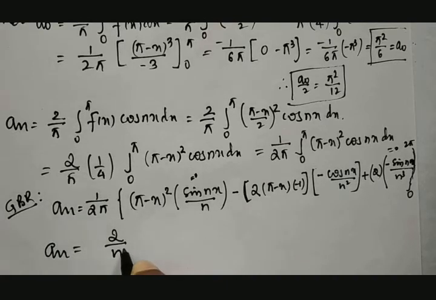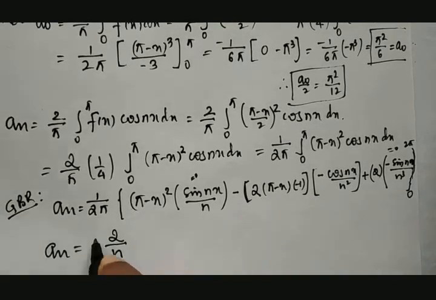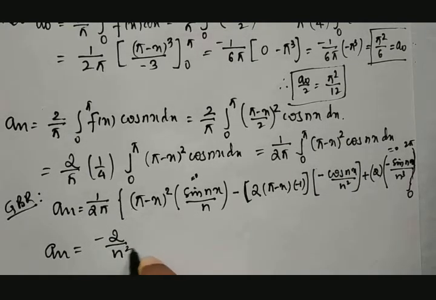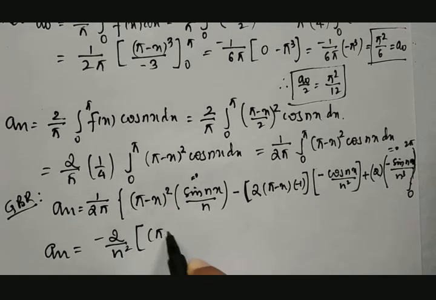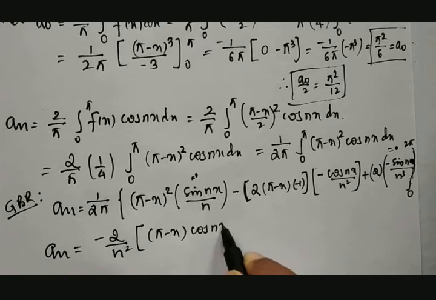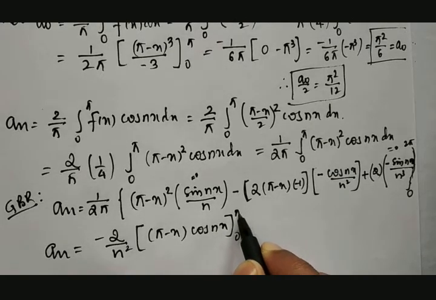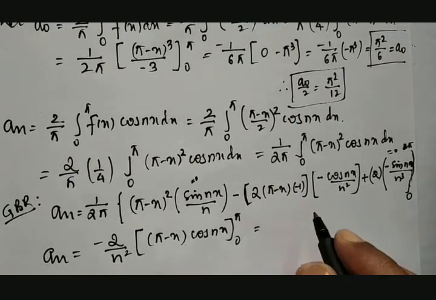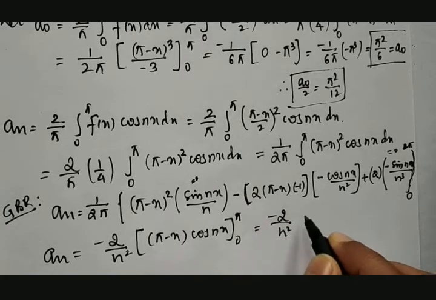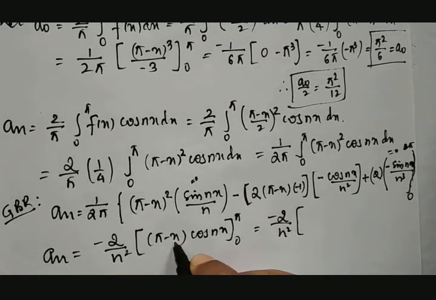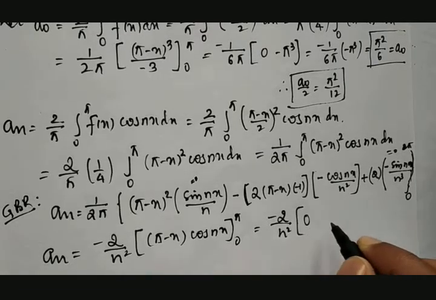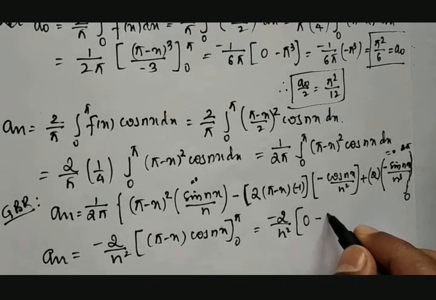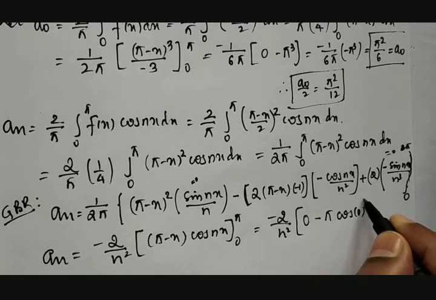Therefore, an is equal to, this is gone, here it is minus of minus plus. So it is 2 divided by n square into (pi minus x) into cos nx between 0 to pi, which is equal to minus 2 divided by n square. If you put upper limit as pi, then pi minus pi will be 0. If you put 0 in place of x, then it becomes pi minus 0 is pi into cos 0.